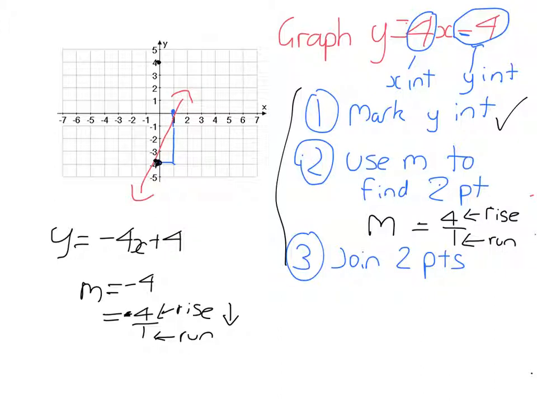Now we're going to use m to find a second point. So the run is 1, so we go across 1, and instead of going up, we go 1, 2, 3, 4 down. So actually they both go through this point. So that's the second thing done. Now all I need to do is join the 2 points. Okay, easy as you like. The points are drawn, so that line in purple is y equals minus 4x plus 4.